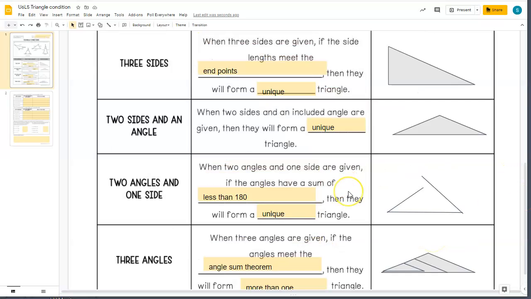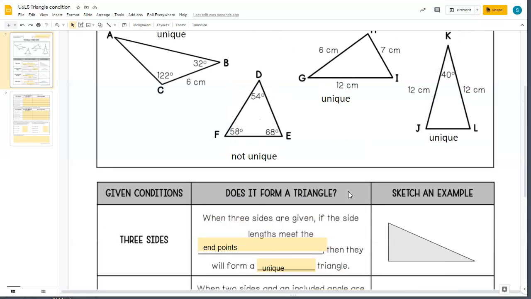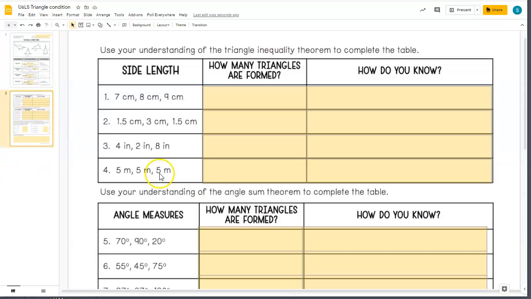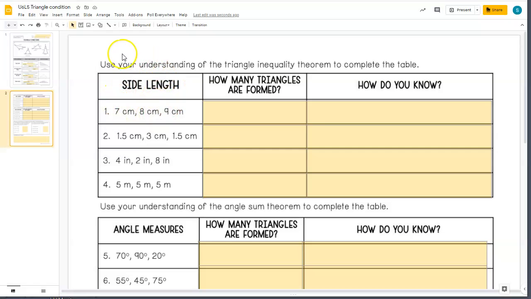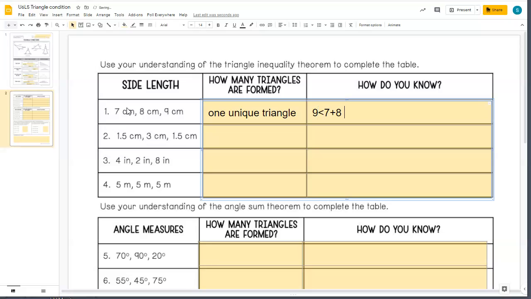Alright, so we're trying to figure out whether something forms a unique triangle or not. And let's go ahead and look at these ones. How many triangles are formed based on this? If we have lengths 7, 8, and 9, well, that is going to form one unique triangle. Because if we know three sides, and those three sides can make a triangle, meaning the big side is less than the sum of the smaller two, so we can say 9 is less than 8 plus 7, so it forms a triangle.